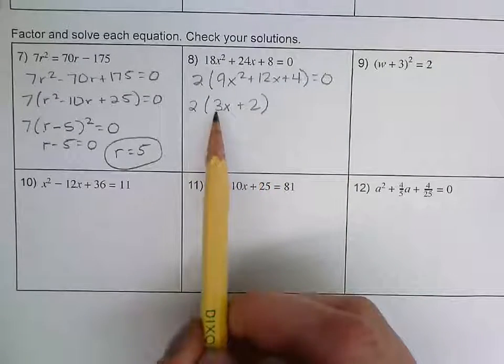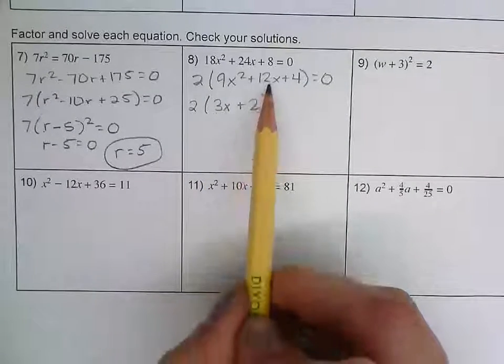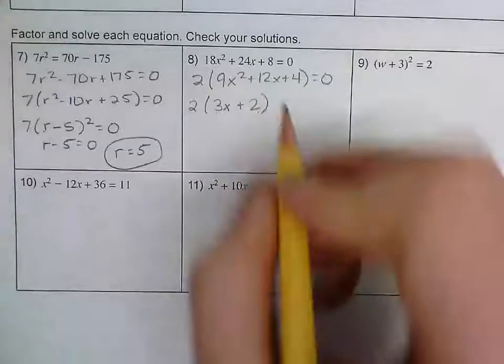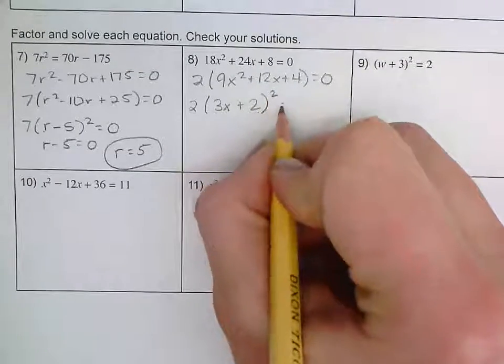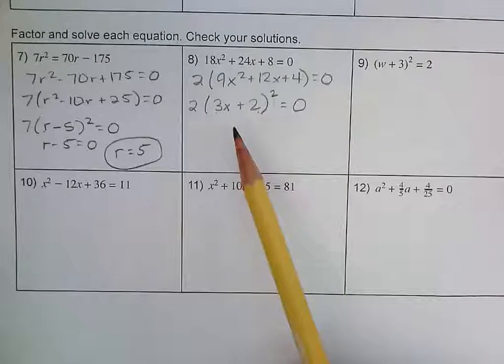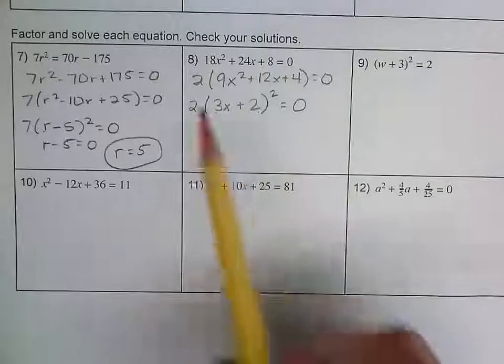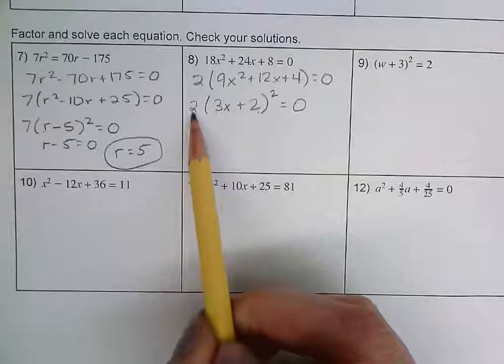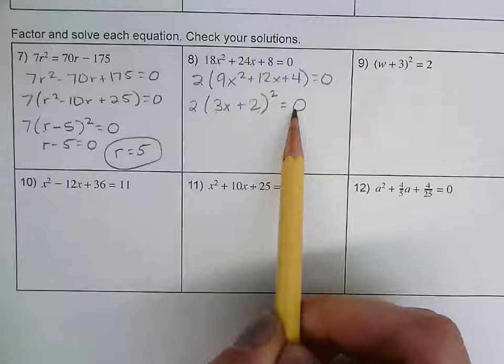Double check that middle term. 3x times 2 is 6x, times 2 makes that 12x. Our pattern implies we're good. Don't forget your squared equals 0. Alright, now we have this side factored. This side's equal to 0. We're going to solve. Divide by 2 on this side to get rid of it. 0 divided by 2 is still 0.